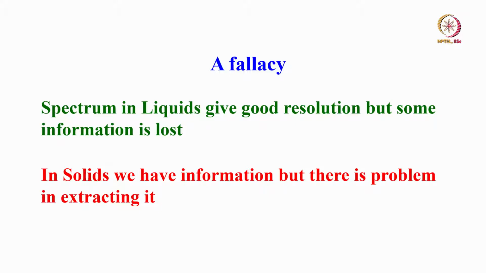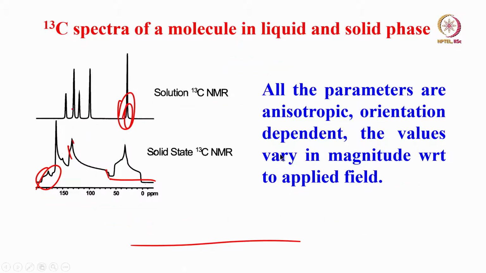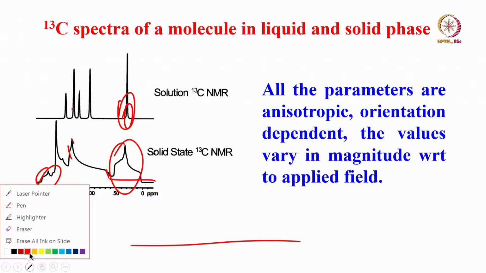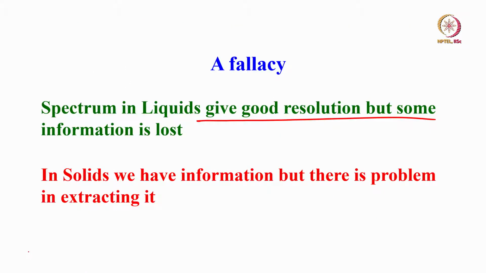After understanding some basic concepts about the parameters which are responsible to make the NMR spectrum of a solid very broad, there is a fallacy. Spectrum in liquids gives good resolution. We saw very sharp lines, easy to analyze, but information is lost. Most important CSA, because in the previous example I showed you, this will tell me about the anisotropy and I can tell you what is the charge distribution at the site of this carbon. So all this information is present, but that information is going to be lost in solution.